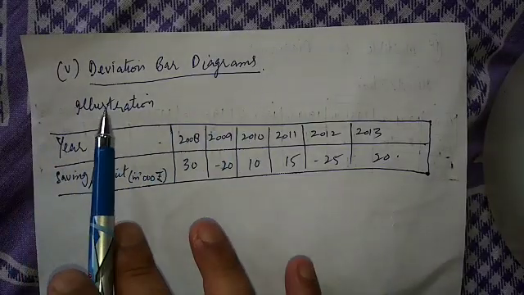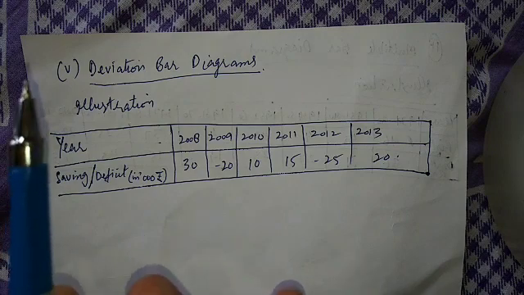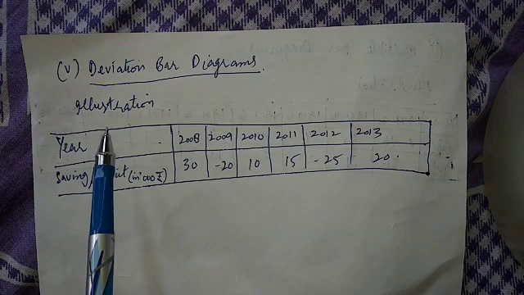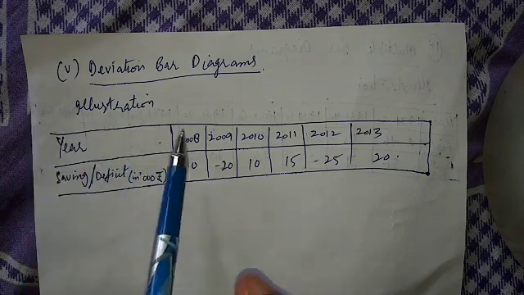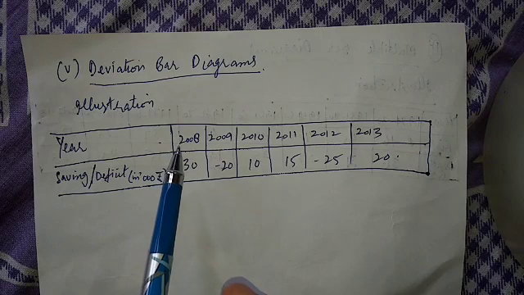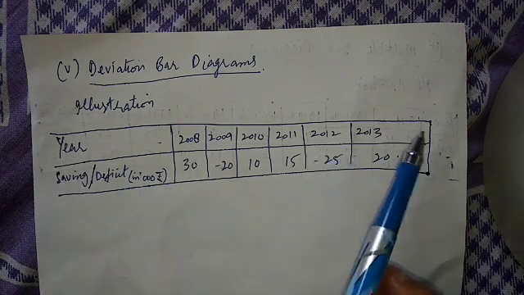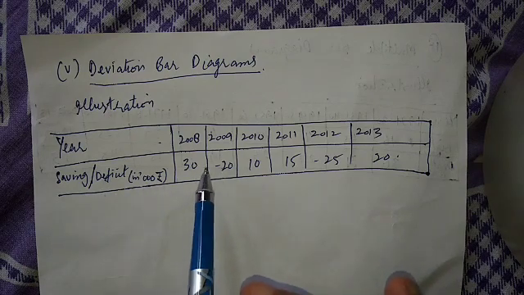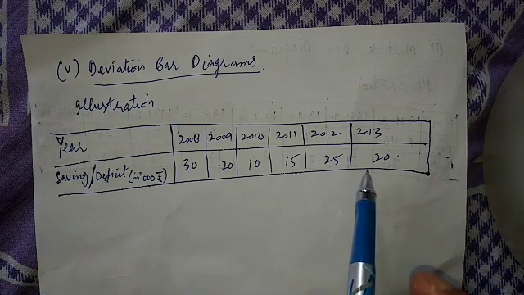Now the last one is deviation bar diagrams. The deviation bar diagrams are used to compare the net deviation of related variables with respect to time and location. Bars representing positive and negative deviations are drawn above and below the baseline. Such type of diagrams represent the deviations in magnitude as well as in direction. Now this illustration will represent the following data by a deviation bar diagram. Year 2008 to 2013, saving deficit in crores: 30, minus 20, 10, 15, minus 25, 20.